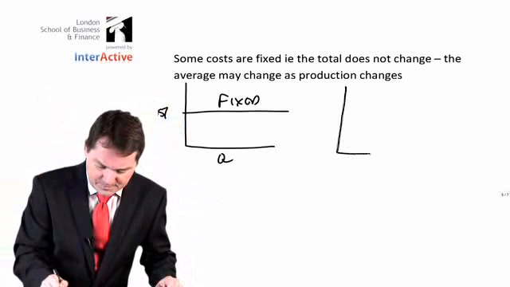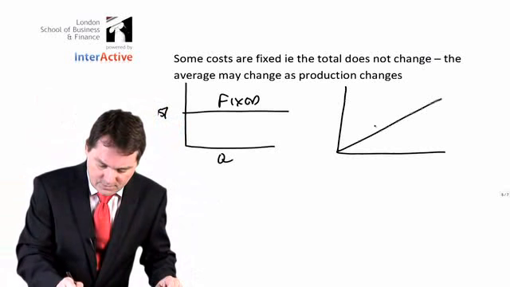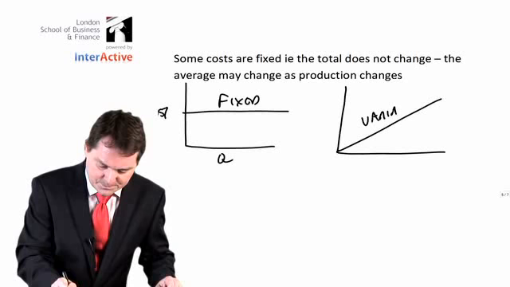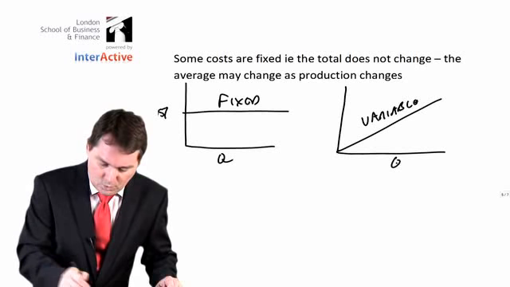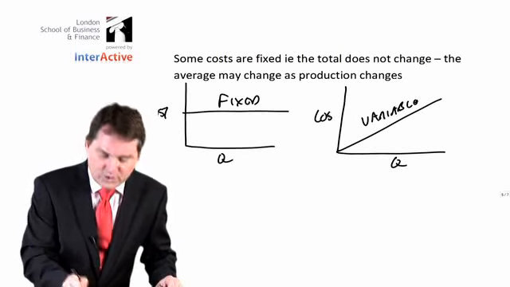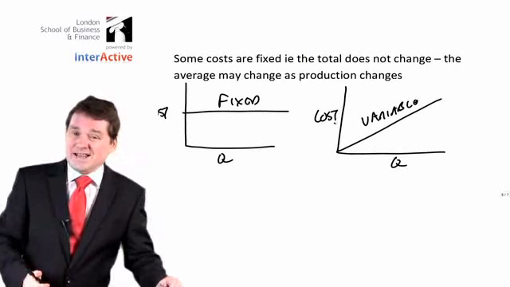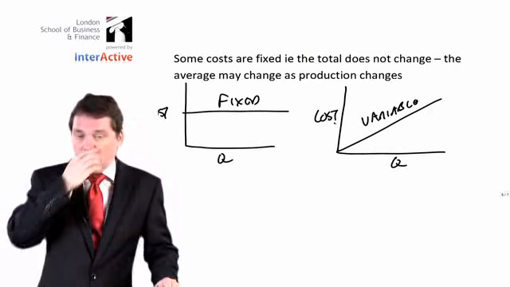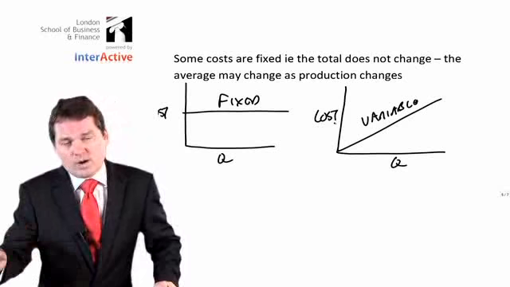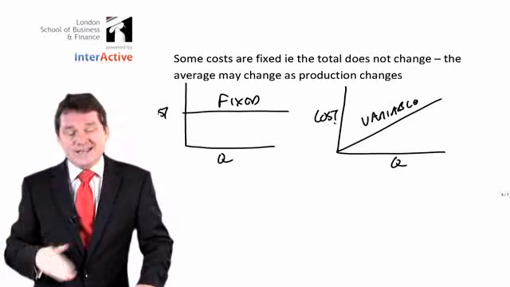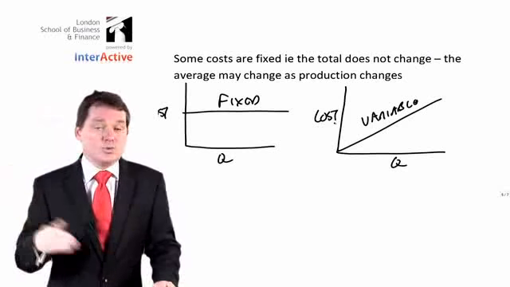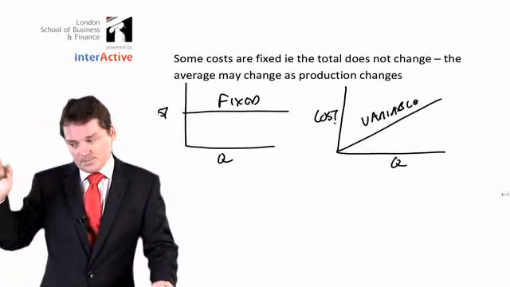There are other costs, variable costs, where the more you make, the more you need to spend altogether. So you make more cars, you need more rubber for the tyres. You make more cars, you need more windscreens. You make more cars, you need more steel. So the costs will go up.